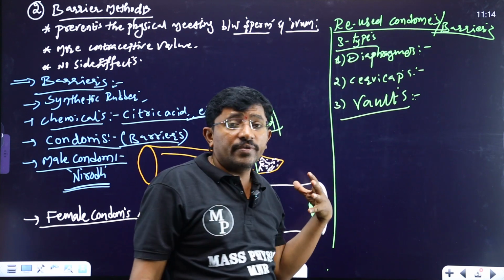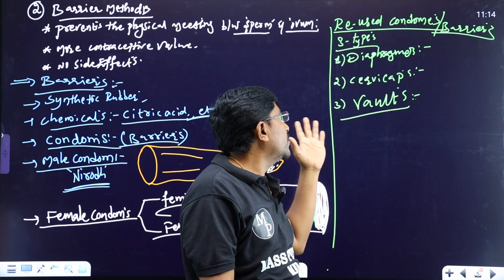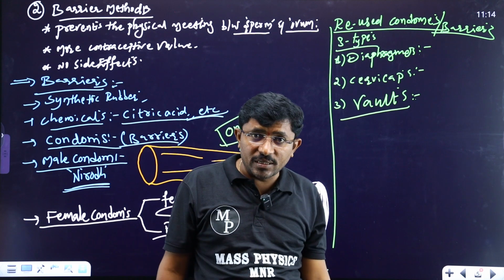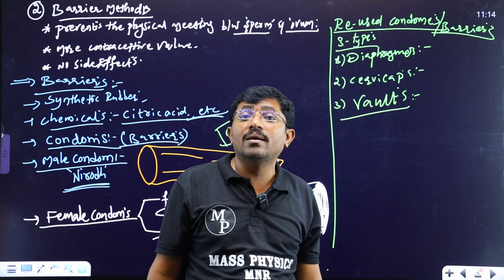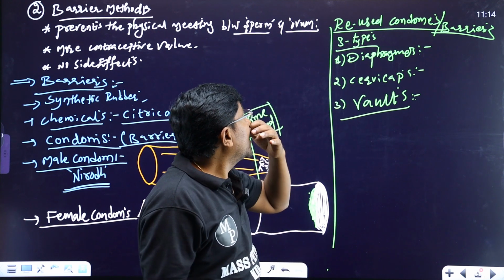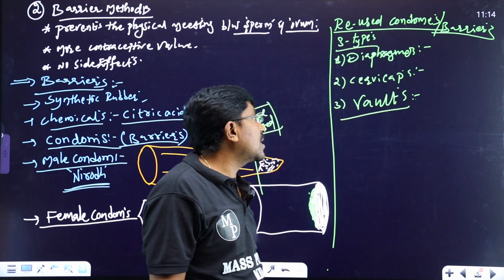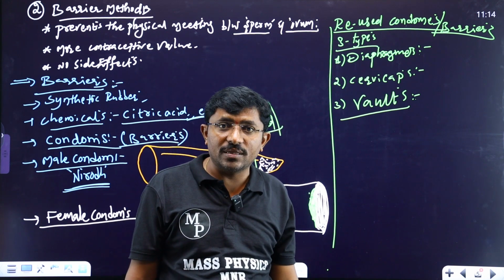Especially couples who want to delay pregnancy often use these barrier methods to delay the pregnancy or to give a gap between two children. These are the reused or reusable barrier methods. They are also called reusable barrier methods.